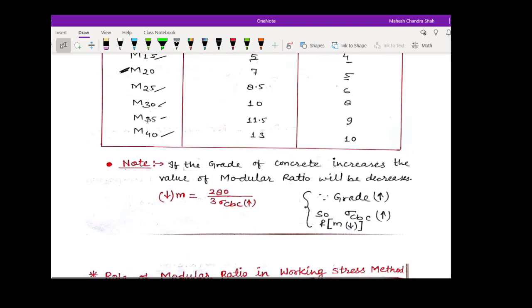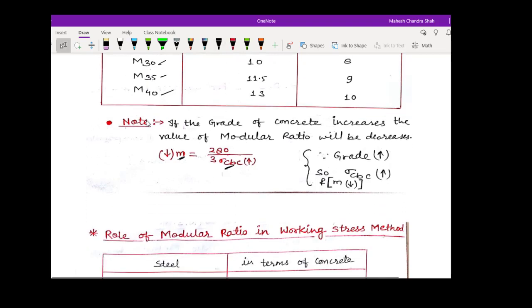Also there is a note: if the grade of concrete increases, that is M10, M20, M30 and so on, the value of modular ratio will decrease. Why? Because m is inversely proportional to the sigma cbc value. So if the grade of concrete increases, the modular ratio will decrease.